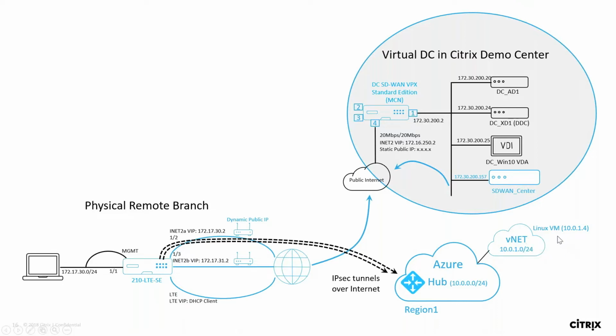In our lab, we have a 10.0.1.4 IP address for a Linux VM, which we can access after the tunnel creation is complete. But we'll come back to this when we get to that part of the demonstration.